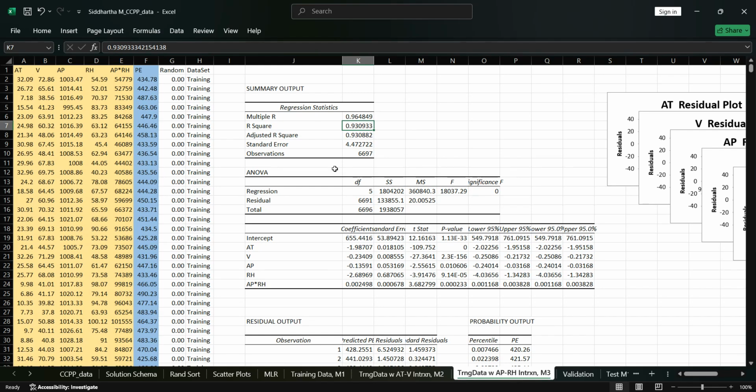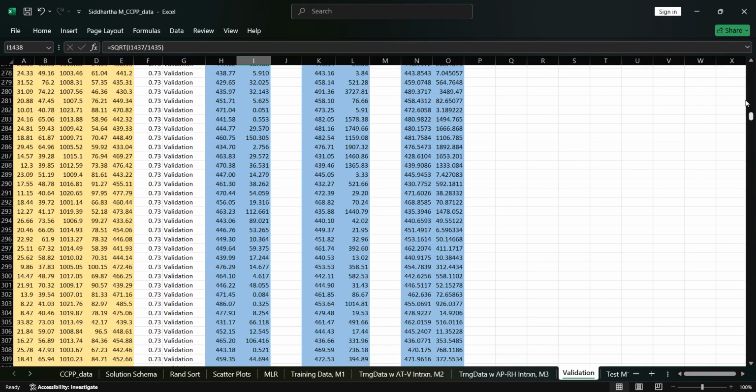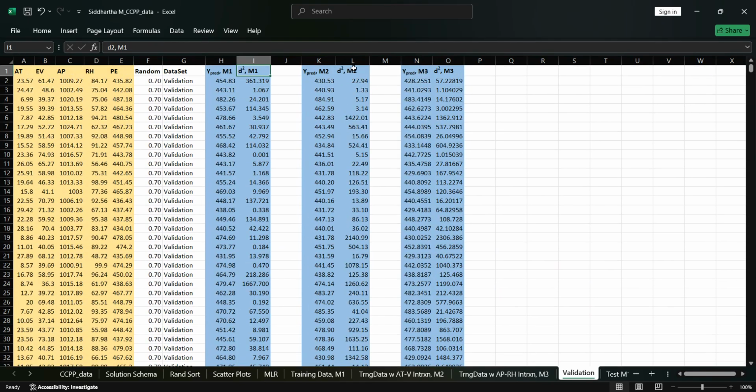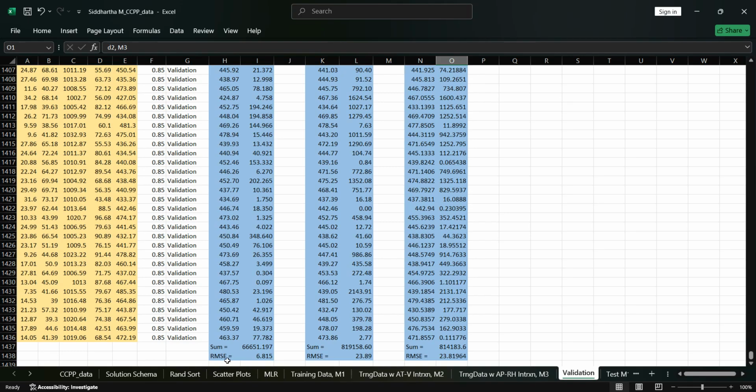So the R square value of 0.93 states that 93% of the variation in power plant electrical energy can be explained by the environmental variables. I have validated this data as well on model 1, model 2, and the third model. Here there is a slight variation which I have observed. In model 1, the RMSE is 6.8, but the RMSE for model 2 and model 3 is 23.81 and 23.89 respectively.